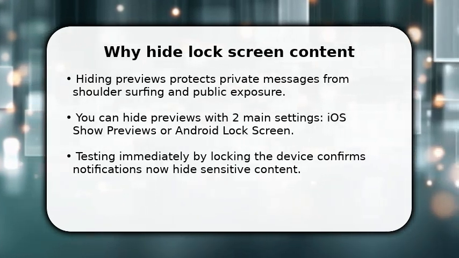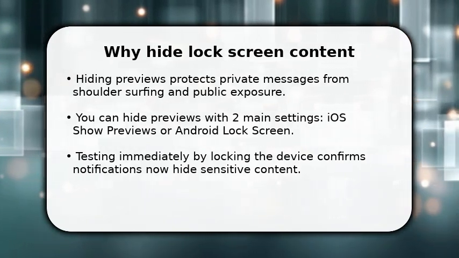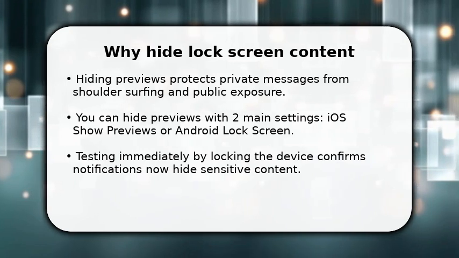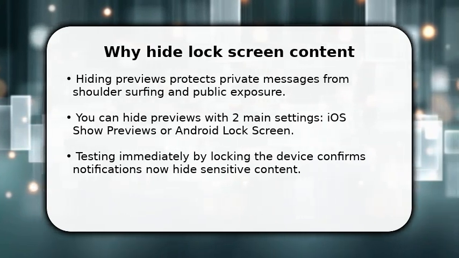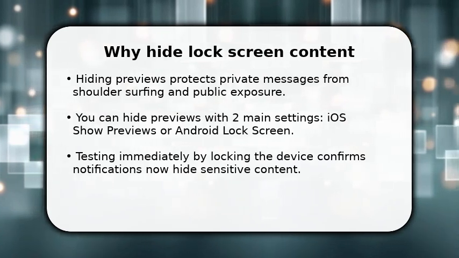Follow along slowly and perform each step on your device. After changing settings, lock your phone and confirm that previews no longer display sensitive text. This reduces accidental data exposure during commutes, work, or social events.